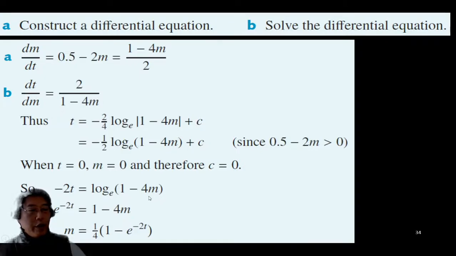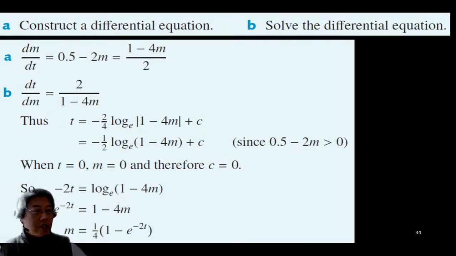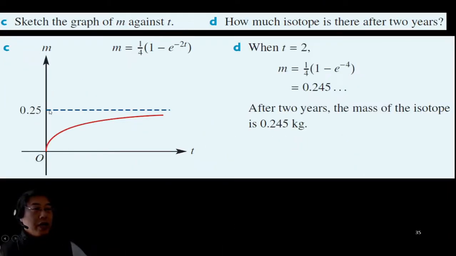Now we need to rearrange it to make m the subject. That gives you an exponential decay. Now it's an exponential that is decaying, but it will converge toward that value, which is going to be a quarter. So we did part A. Why do we need to solve that equation? Now we can sketch it. So that's part C, that's here. So 1 over 4 is 0.25. So that's your horizontal asymptote.